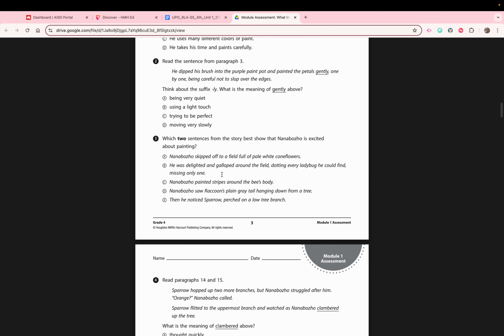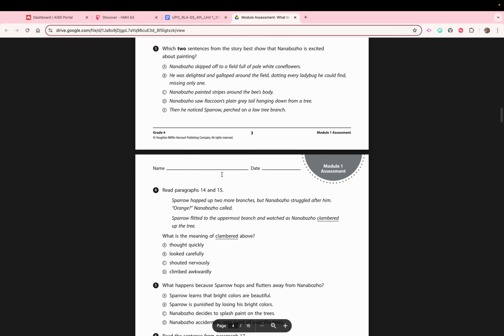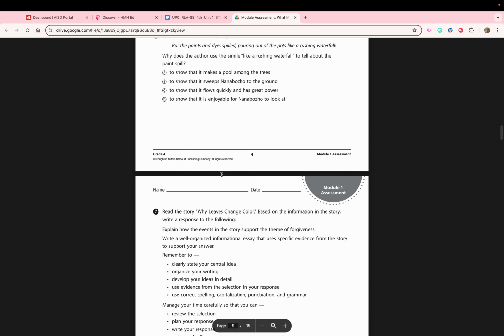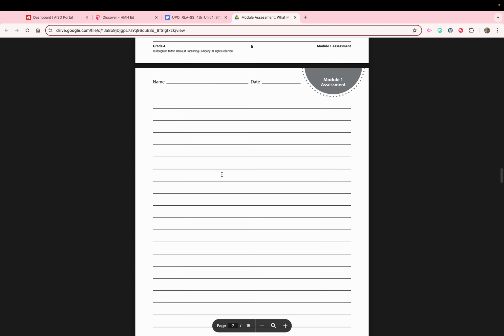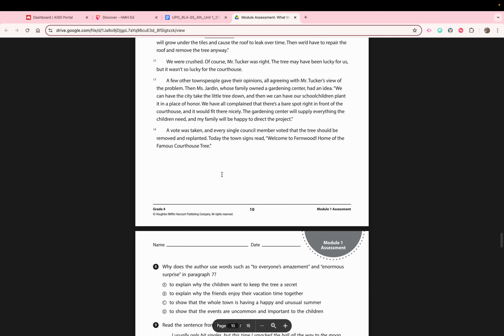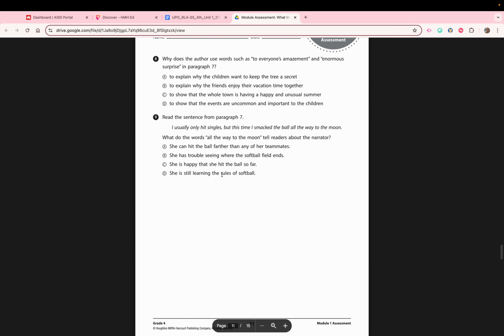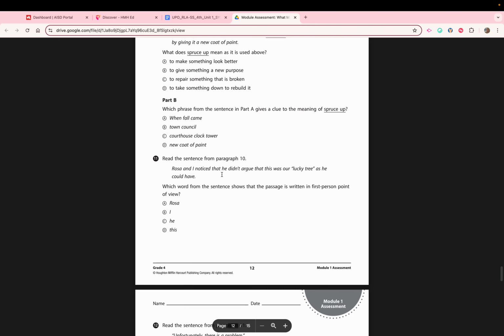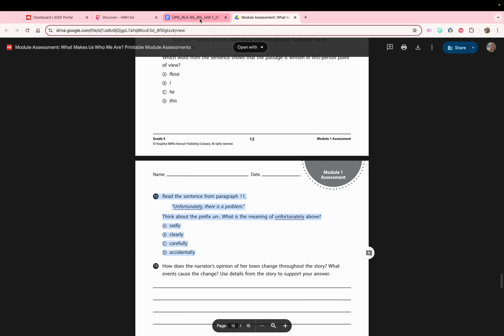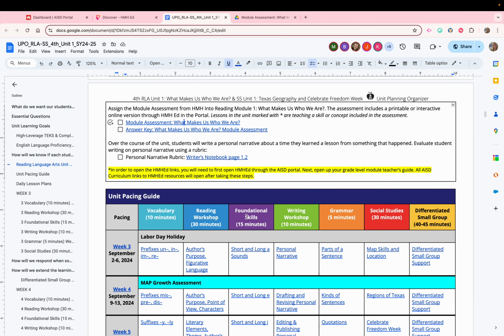You can go through these in detail with your PLC and figure out what kind of questions you need to be asking while you're working with students. The second text will also have 1 or 2 vocabulary questions. Let's see. There it is right there. Question 12. Think about the prefix un. So just to keep this in mind as I'm planning forward with my vocabulary, what kind of questions the students might be asked on the module assessment.